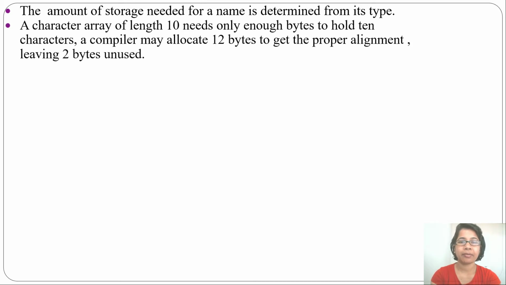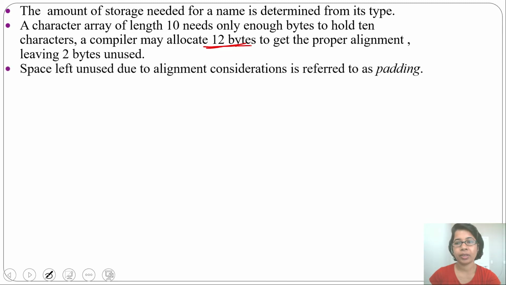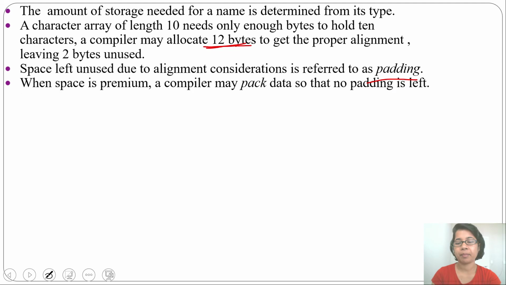Suppose an array of characters of length 10, it will need 10 bytes. The compiler may allocate 12 bytes for proper alignment, leaving 2 bytes unused. So these 2 bytes are called padding. These 2 bytes are unused, these are unnecessary. If space is at a premium, then the compiler may pack the data, with no padding left. Means if space is at a premium, then the compiler will allocate exactly 10 bytes for storing a character array of length 10.